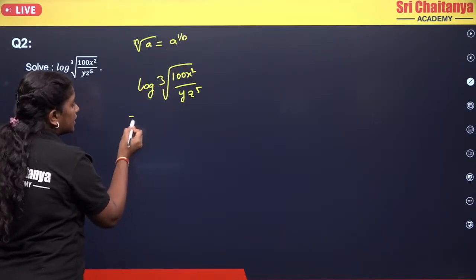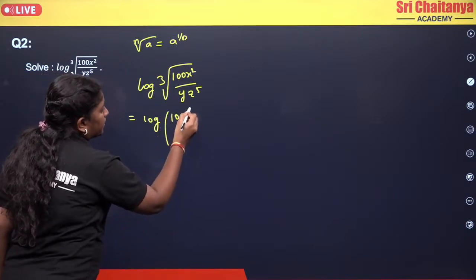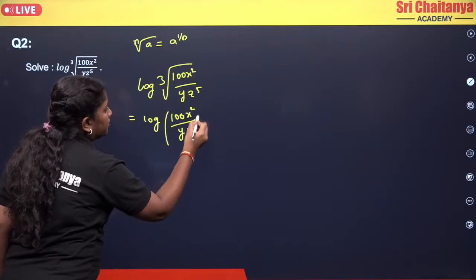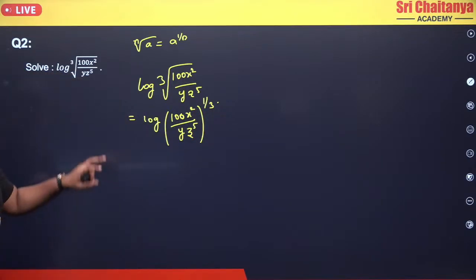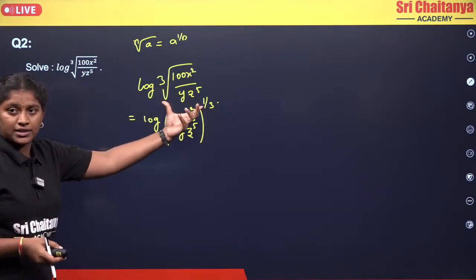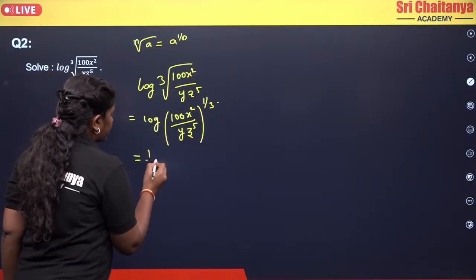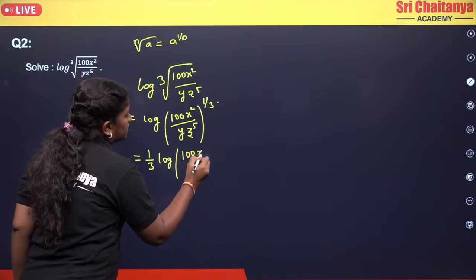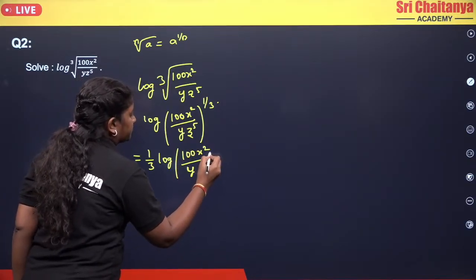So now, can I write it as log (100x² / yz⁵) to the power of 1/3? Okay. So now once again we are using the properties of the logarithm, where we have log a to the power x, so it can be written as x log a. So that becomes 1/3 log of 100x² by yz⁵.